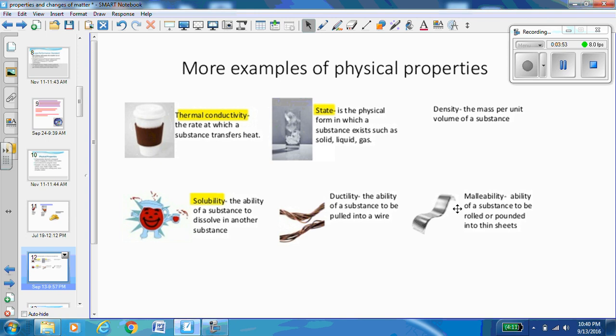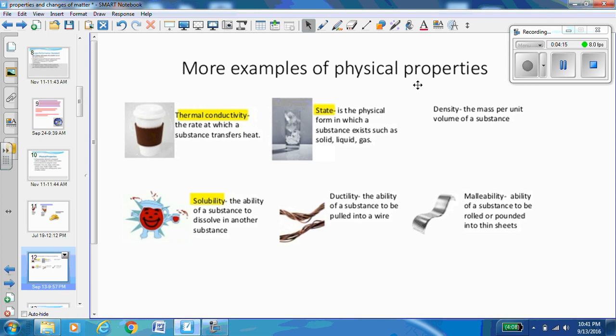Then you have ductility and malleability. These are physical properties that we often see with metals. Ductility is the ability of a substance to be pulled into a wire. And then malleability is the ability of a substance to be rolled or pounded into thin sheets. So all of these properties are properties that can be observed or measured without changing the identity of the matter.